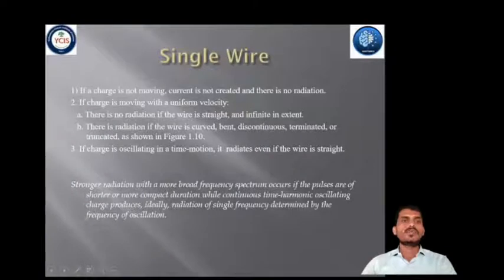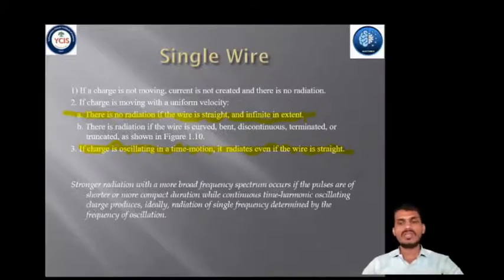Now, in point 2 there is a drawback. If the wire is a straight line, there is no radiation, but when the charge is oscillating in time motion, then it may radiate even if the wire is a straight line. Now this point is used to remove this drawback.